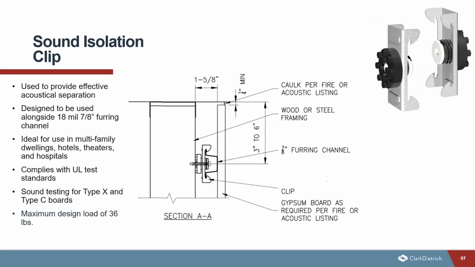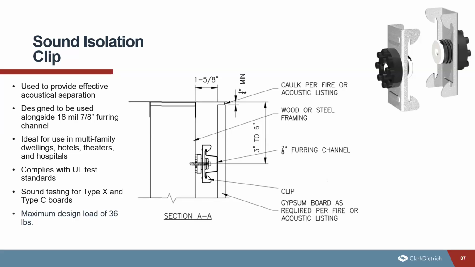Next, we have sound isolation clips. Many of you may be familiar with these already. There are a couple of them on the market, and this is used to provide effective acoustic separation. It's designed to be used alongside a 7/8 deep drywall furring channel. So it's going to be a combination system, whereas you can also use a resilient sound channel. So again, its primary purpose is to secure the gypsum wallboard, and it can be used on walls and ceiling applications. But again, it's going to help provide that acoustic separation.